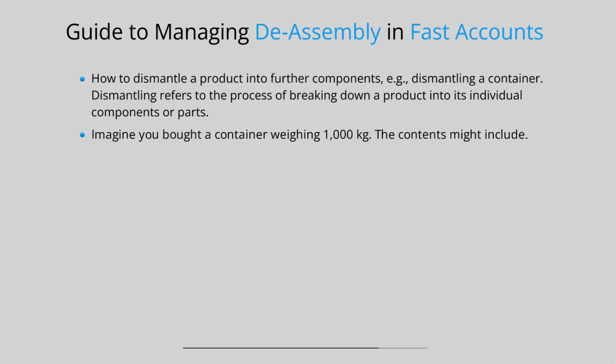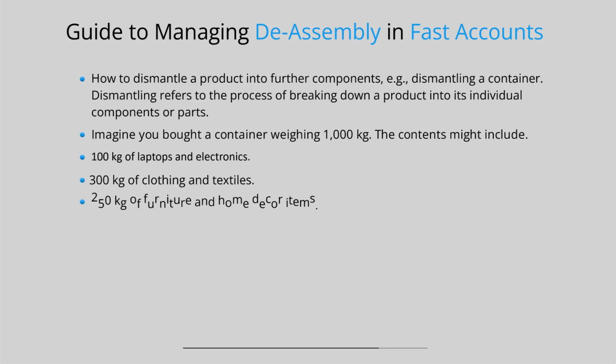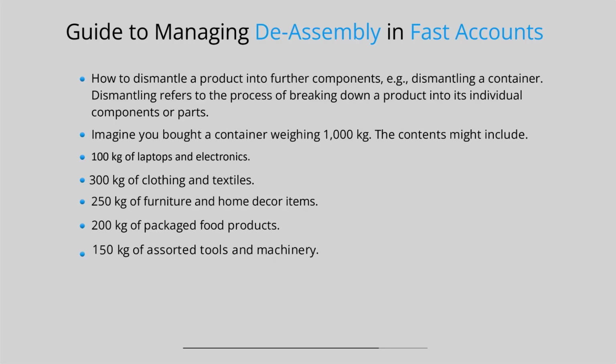Imagine you bought a container weighing 1,000 kilograms. The contents might include 100 kilograms of laptops and electronics, 300 kilograms of clothing and textiles, 250 kilograms of furniture and home decor items, 200 kilograms of packaged food products, 150 kilograms of assorted tools and machinery.